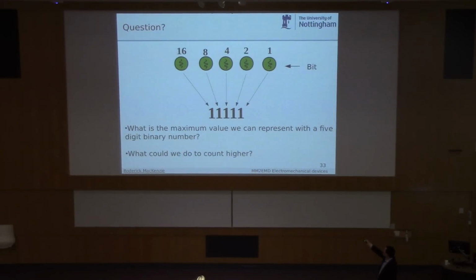So what's the maximum number we can count to with 5 bits? The guy in the red shirt. What's the maximum number we can count to with only 5 bits? Yeah. So how'd you figure it out? You add those numbers together, wouldn't you? So 16 plus 8 plus 4 plus 2 plus 1 is, I think, 31.